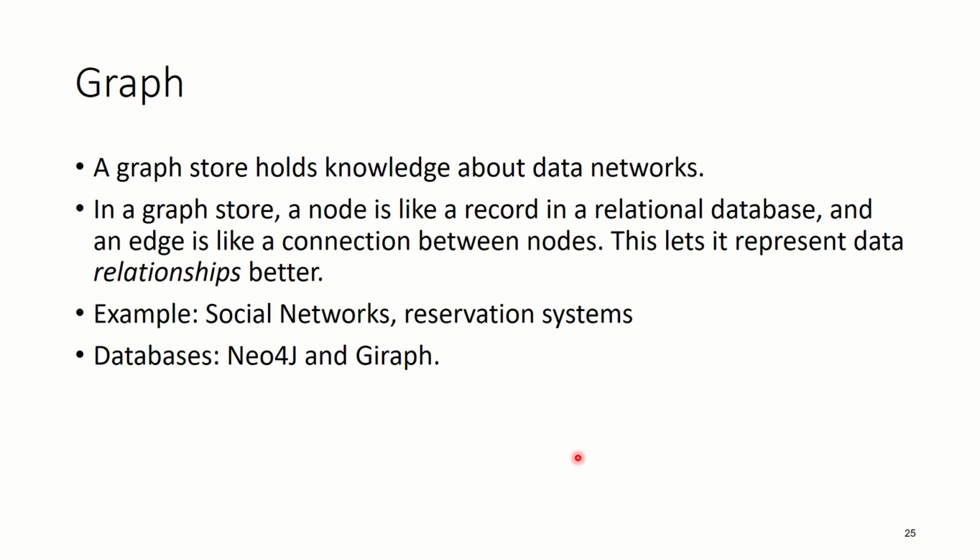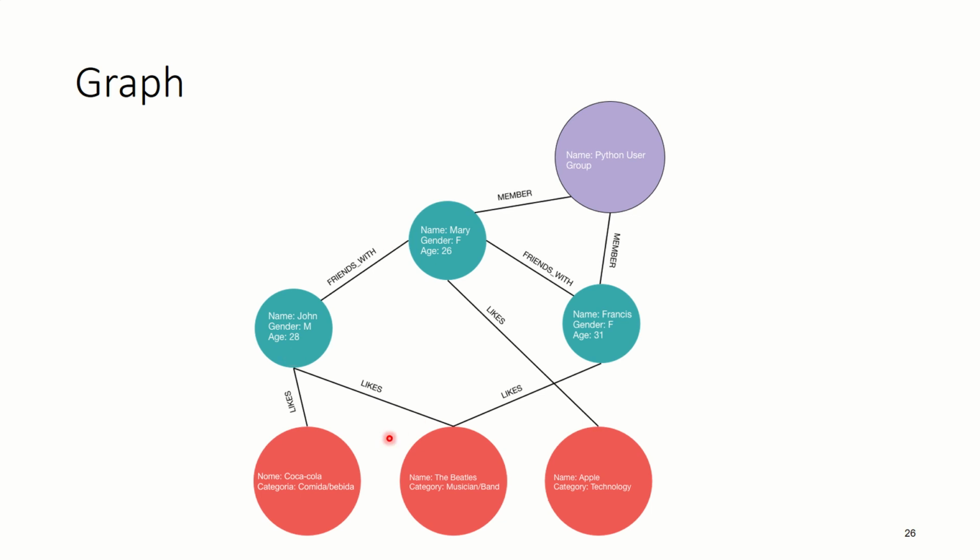Then comes the graph databases. Graph databases can store a lot of knowledge about data networks. In the graph store, each node acts as a record in the relational databases, and the edges hold the connections. That is what connects the nodes, and they are nothing but the relationships. They're basically used for social analytics or social media, open linked data and all those things. You will also see the semantic web and reservation systems and such kinds of things. You will use that. Neo4j is very famous, and you should all look it up. It's a very simple database.